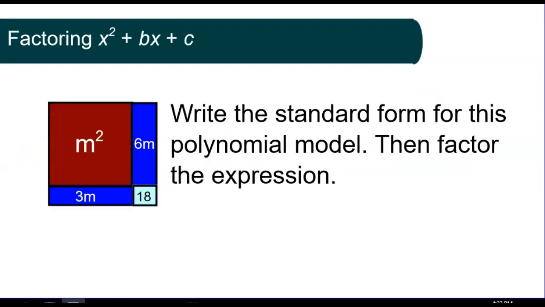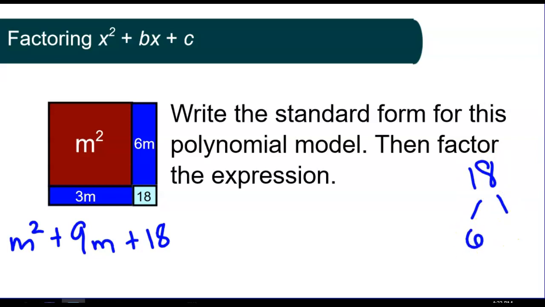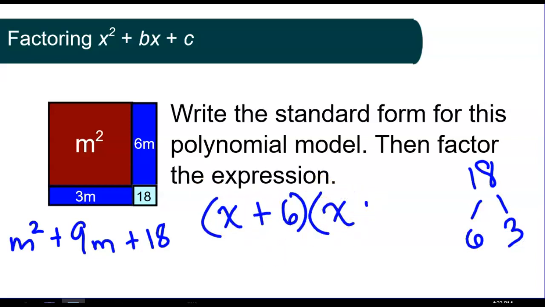All right, let's see if you can do this one here. The standard form of this is going to be m squared, and then plus 3m plus 6m gives me plus 9m, and my constant is 18. Well, what's the factored form of that? What are the factors of 18 that add up together and equal 9? 6 times 3. So the factored form of this will be x plus 6, x plus 3.